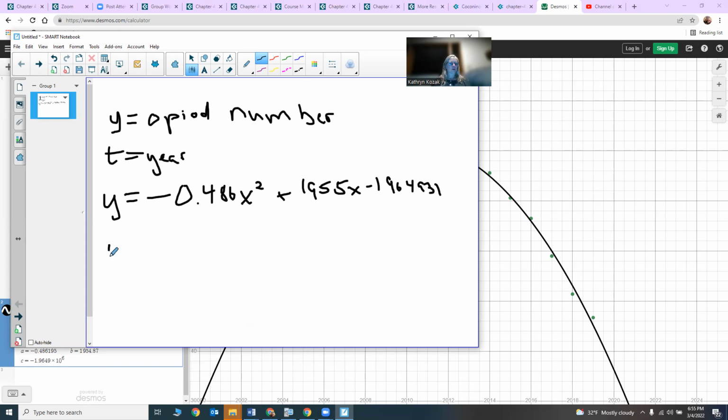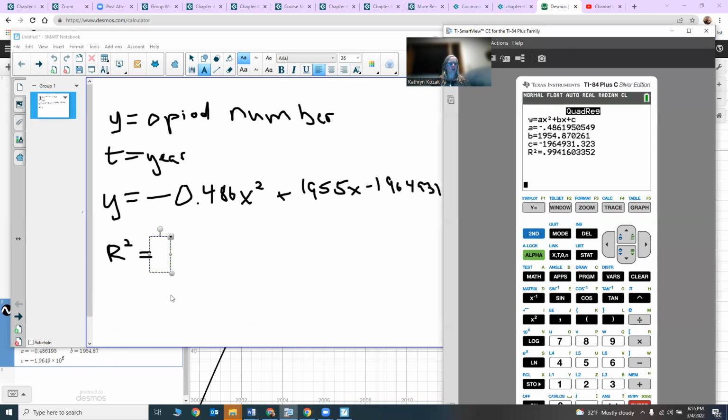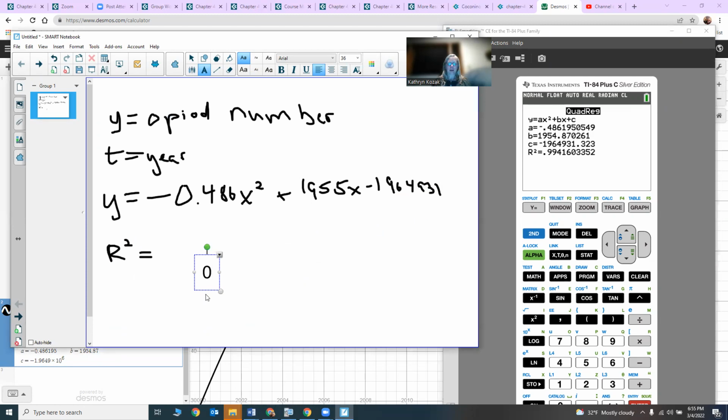It also asks for the R squared value. Our R squared value is equal to, and again, you can either use your calculator or you can use the Desmos for this, and it does give me a 0.994.